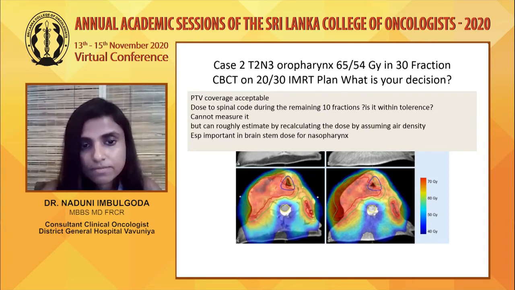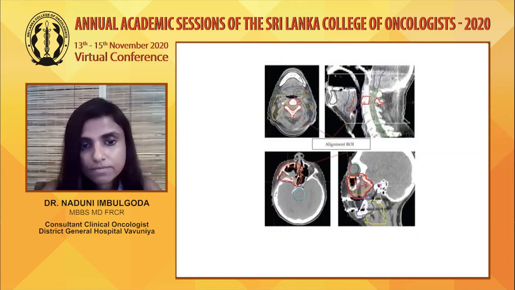This is a similar plan, a maxillary antrum tumor. The tumor has shrunk and you can see the air gap here. So the brainstem would be an issue in this plan.